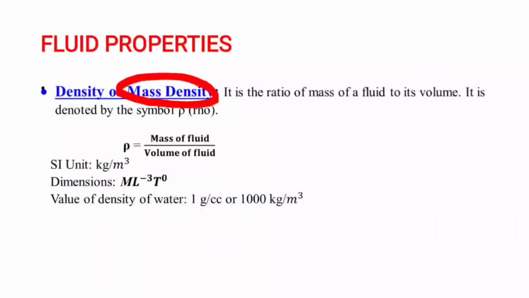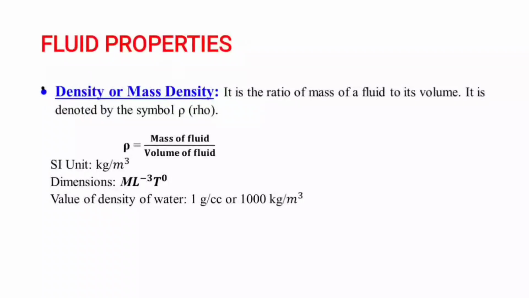It is defined as the ratio of mass of fluid to its volume. It is denoted by the symbol rho. Mathematically, rho is equal to mass of fluid by volume of fluid. Mass is measured in kg, kilogram. Volume is measured in meter cube. The unit will be kg per meter cube.